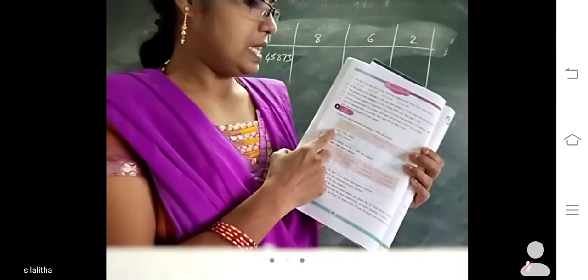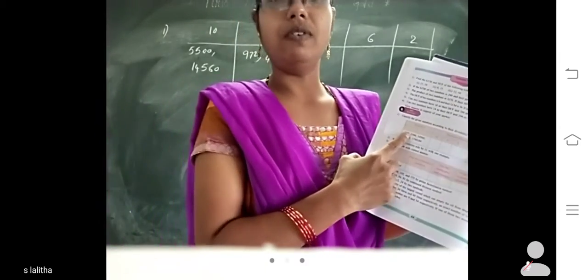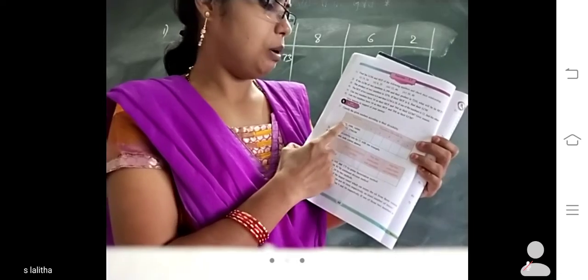8 ones are 8, 1 is remaining, 17. 8 twos are 16, 1 is remaining, 12. So 12 is not divisible by 8. So it is not divisible by 8.